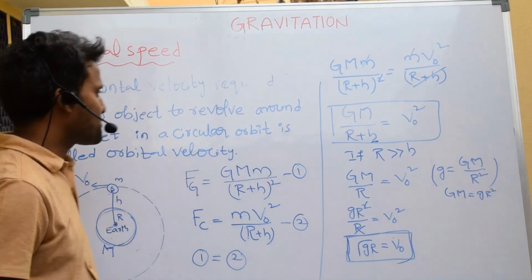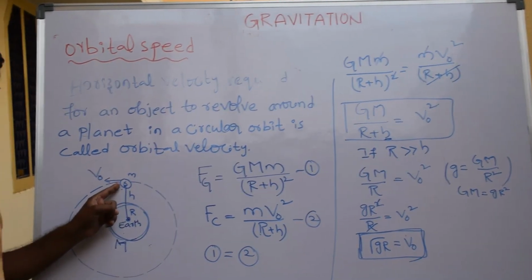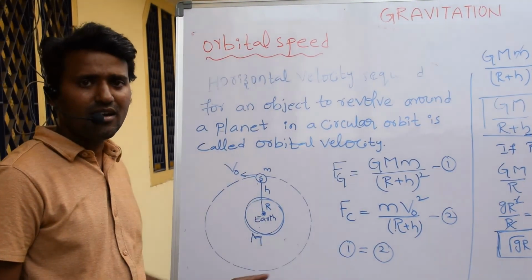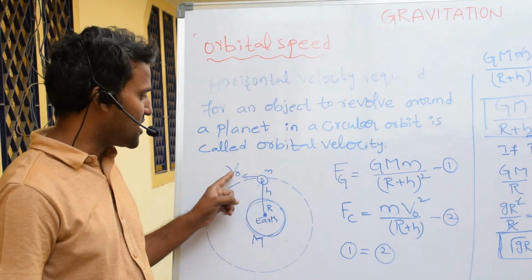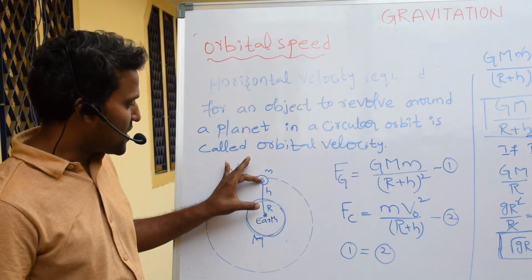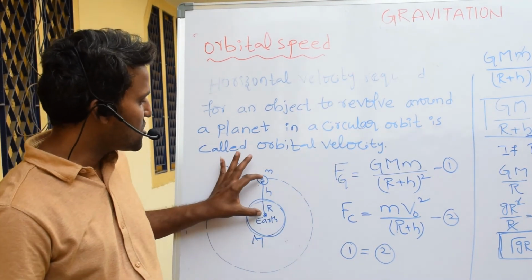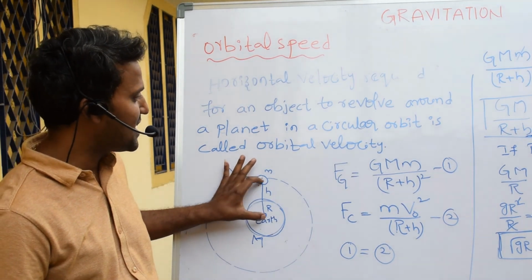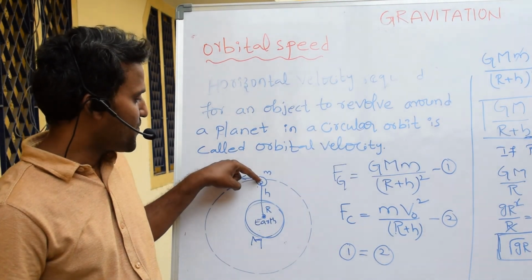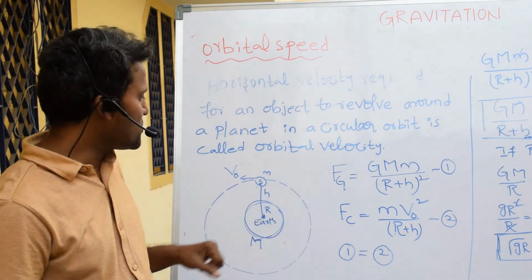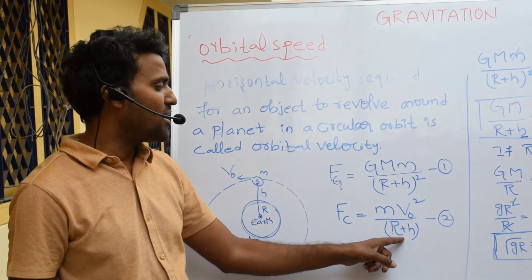Once again I am repeating. A satellite is moving in a circular path. Horizontal velocity is necessary to revolve in a particular orbit. So how much is that velocity? It is v naught, I am assuming. From the satellite to the center of the Earth, the distance is r plus h. So gravitational force is acting between these two, Earth and satellite. Centripetal force is necessary, and centripetal force is provided by the gravitational force. Now centripetal force is acting towards the center of the Earth, that is m v naught squared by r.